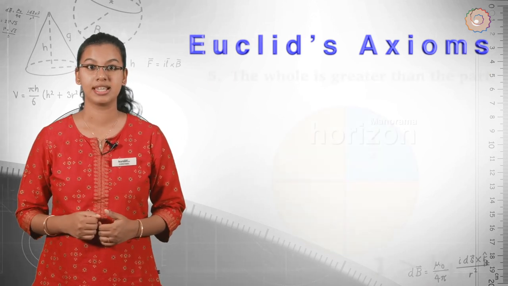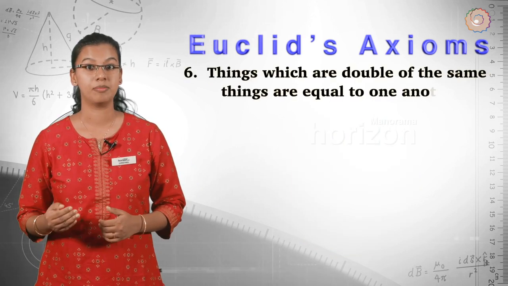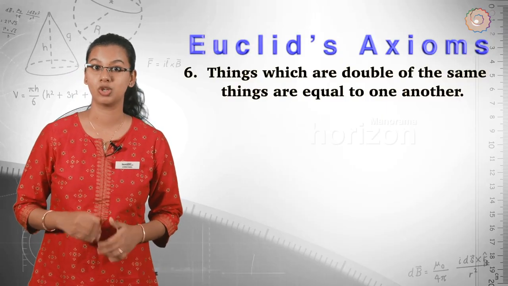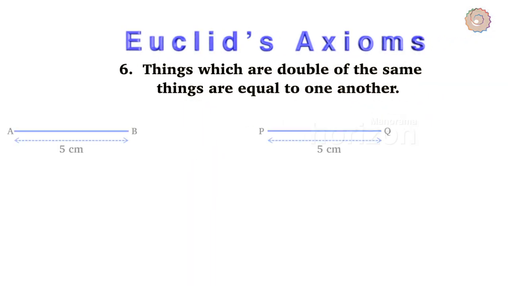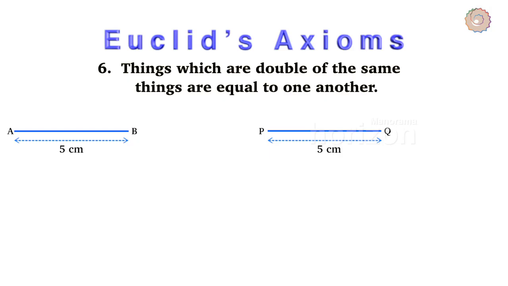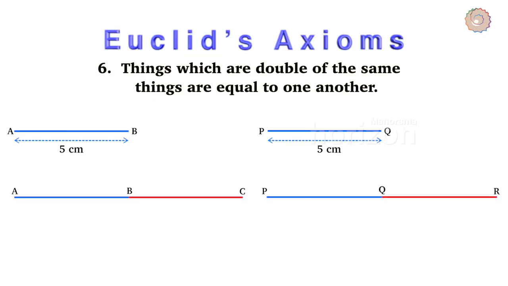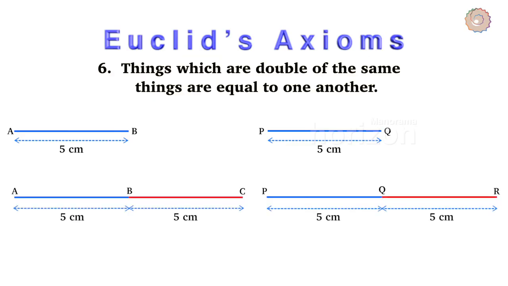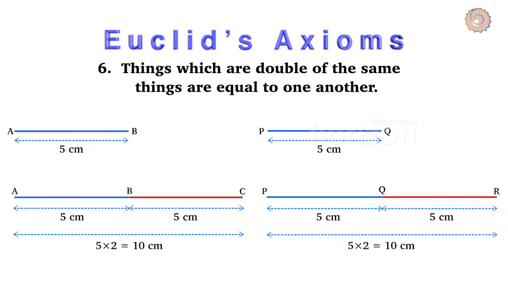The next one is, things which are double of the same things are equal to one another. Consider two lines AB and PQ, both of 5 cm, so equal to each other. Suppose we double the lengths of both lines. Both the lengths will be 10 cm, which are equal to each other.